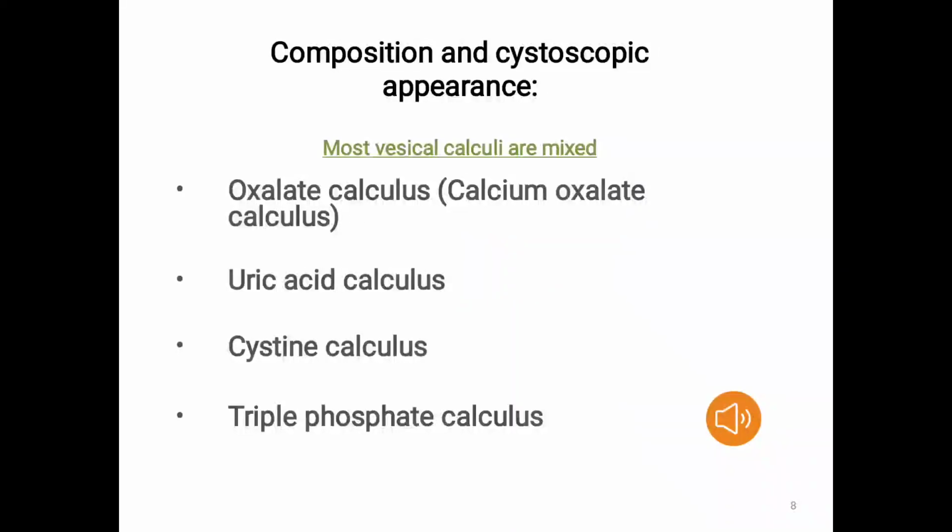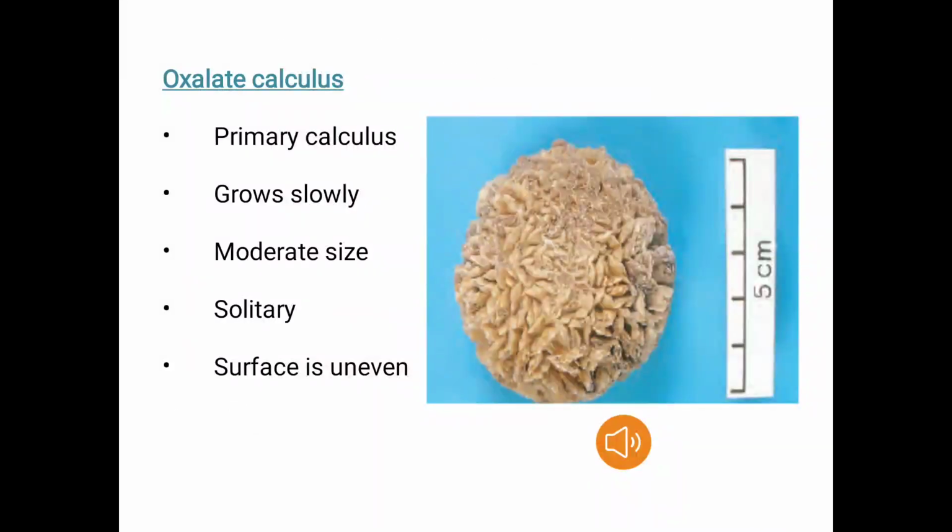Now we will move on to the composition of the stones. Most bladder stones are mixed, and they are oxalate calculus, that is calcium oxalate stone, uric acid stone, cystine stone and triple phosphate stones. Oxalate calculi are primary calculi. They grow slowly, are of moderate size and usually single in number, and the surface is rough. In the diagram you can make out a rough or spiculated surface.